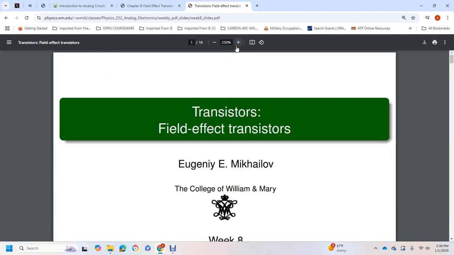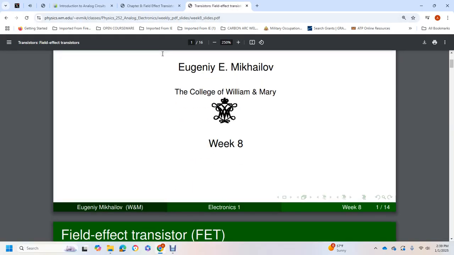Alright, field effect transistors. Week 8.